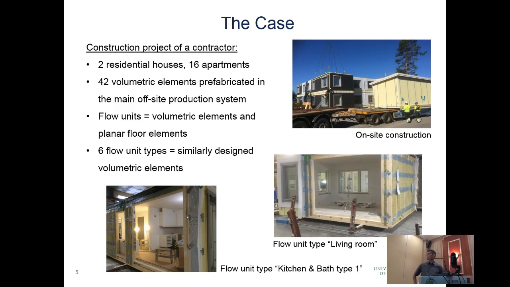On the right side, the type living room, a simpler volumetric element, and on the left side, one of the 2 flow unit types, kitchen and bath. You see the kitchen at the front and the bath beside the entrance at the end.